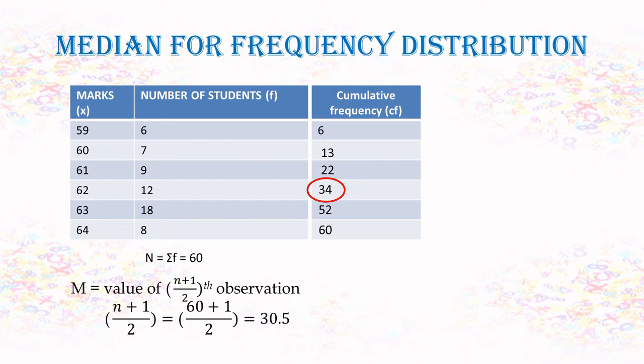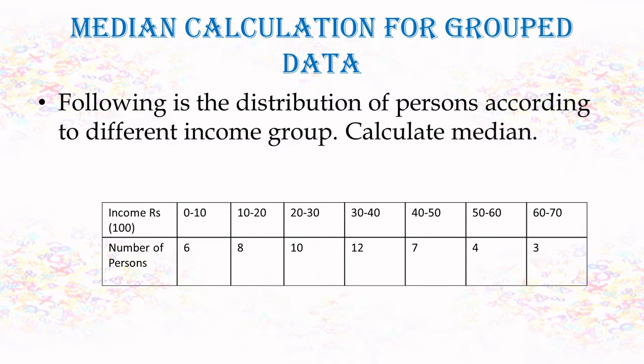So 34, and the corresponding value we have here is 62. So this particular value would be the median for this data. This is how we will find the median when we have discrete frequency distribution. Now let us see how to find median if we have grouped data.